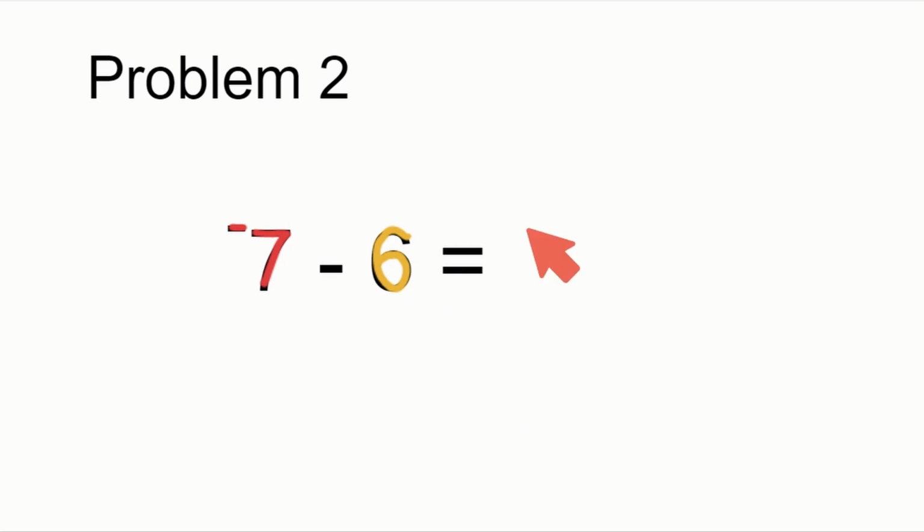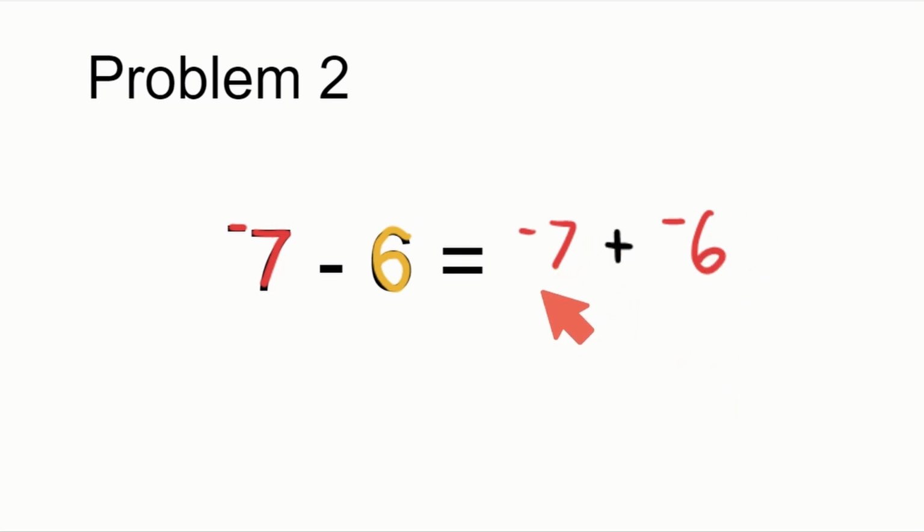So how can I rewrite this into an equivalent addition problem? I can rewrite this as negative 7, and right now we're trying to take away 6, so that's equivalent to having 6 negatives. Minus 6 is the same as having negative 6. And now that we've written it, let's go ahead and solve.